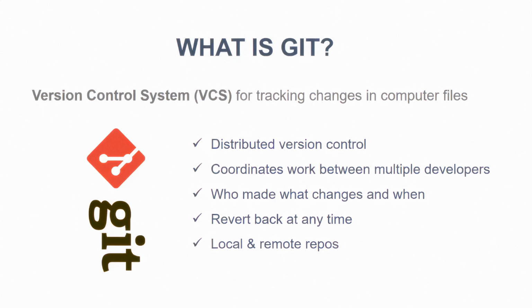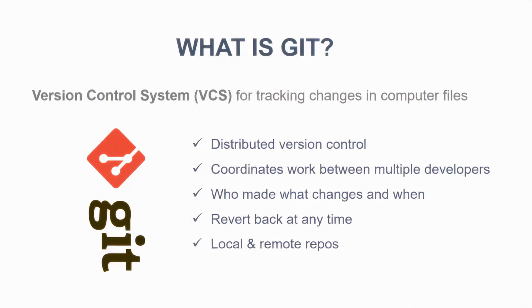There's no specific language or framework or anything that you need to use Git. You can use it for static HTML websites, Node.js apps, Python, Java, C#, anything at all. It just stores files. So Git is a distributed version control system or decentralized version control system.